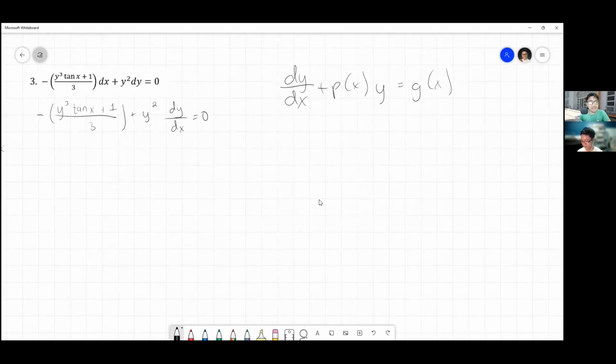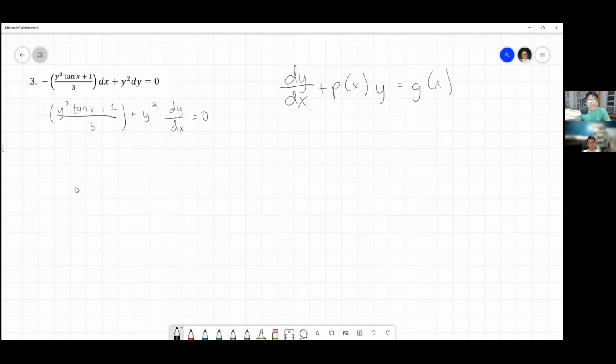Pag nag-divide tayo ng y squared dito, magkakaroon ka dito sa constant ng term na merong 1 over y squared. So, hindi mo siya ma-express into this form. So, paano natin gagawin to? Ano ba yung mga ways na pwede natin gawin para mawala siguro yung y squared or yung y cube or kung ano man.